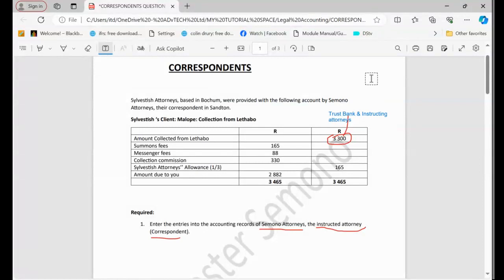Okay. Now, if you can check here, we do have the summons fees, we've got the messenger's fees, we have got the collection commission. Remember these two, this one and this one. You see the summons and the collection, this will be the fees for the correspondent. In other words, we're going to make sure that we go and affect the fees. So these two will affect the fees.